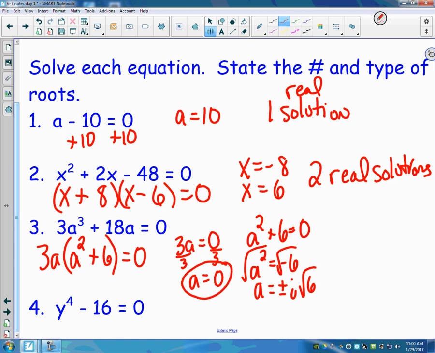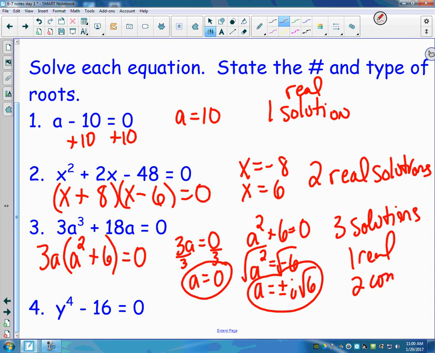So look on this one. I have 3 solutions, because remember plus or minus means there's 2 there, a positive and a negative. So I have 3 solutions, but on this one, 1 is real and 2 are complex, or you can say imaginary. Complex is what the book tends to say.